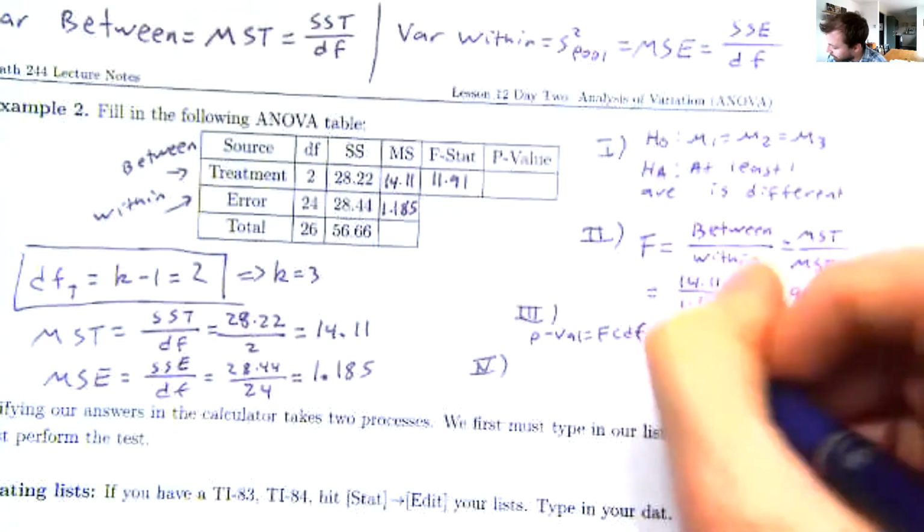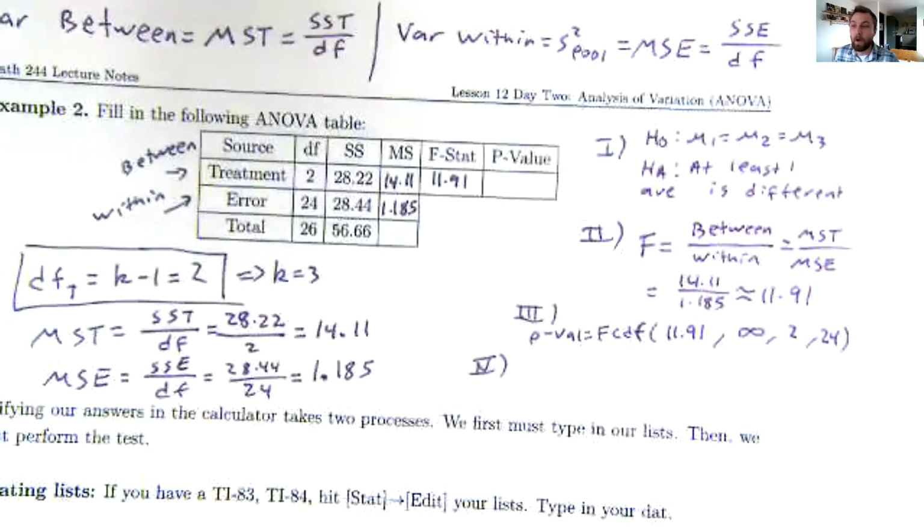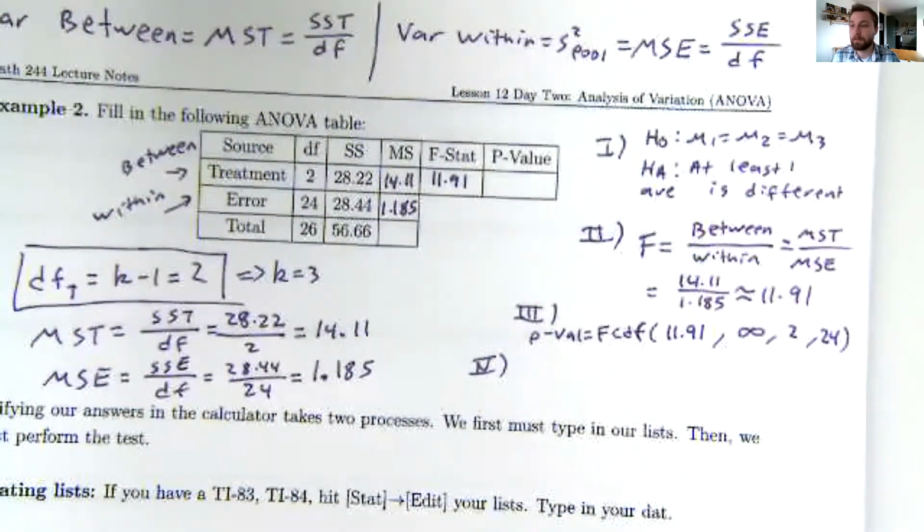This is large. Anything bigger than 1 is large. 1 represents taking 100% of your variation. Here I've taken 1,191% of my variation. This is so big that I'm expecting to get a very small p-value.